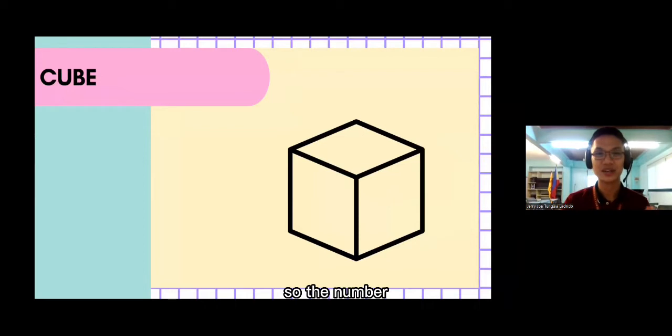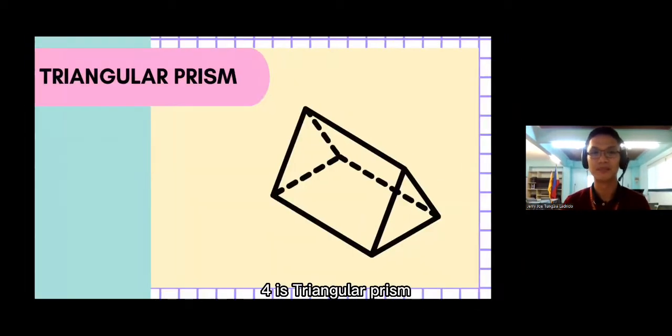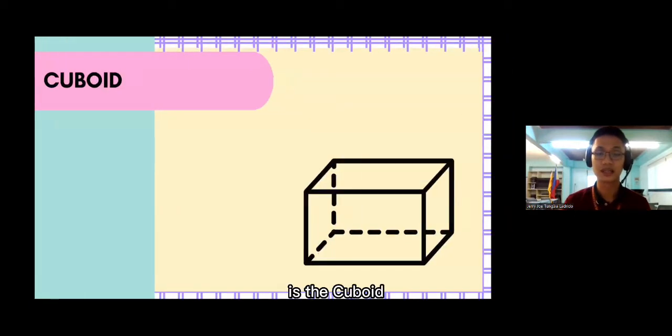So the number 4 is triangular prism. A triangular prism is a 3-sided prism. It is a polyhedron made of a triangle base, a translated copy, and 3 faces joining corresponding sides. Otherwise, it is oblique.